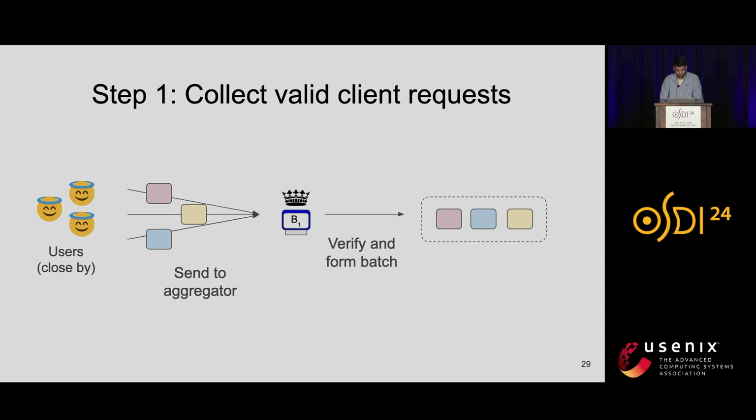Here, I used a different letter for the aggregator because we can use untrusted third parties. It doesn't have to be a server, although a server can take the job of an aggregator. But here, I will use the letter B for broker, which is the name we give to our aggregator. So the users send their operations to the aggregator, which verifies their individual signatures and forms a batch.